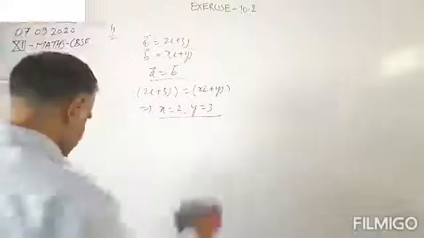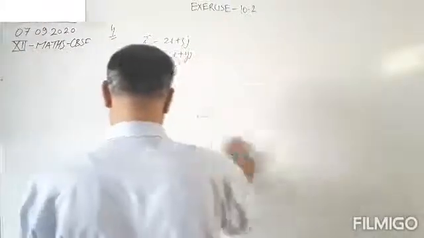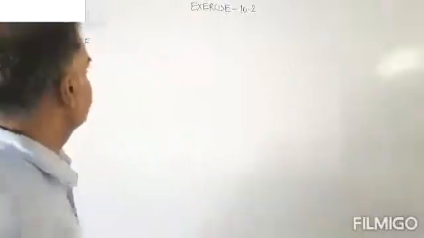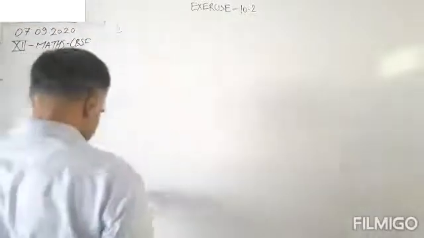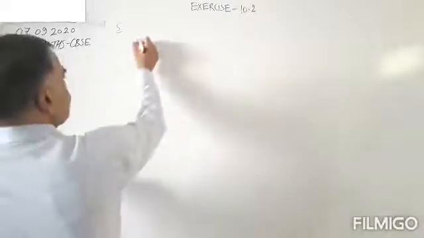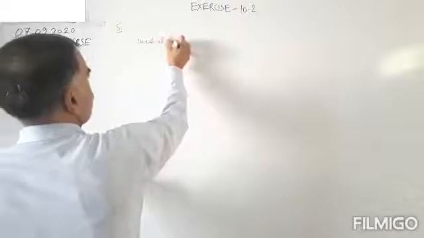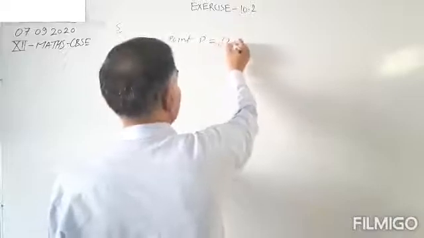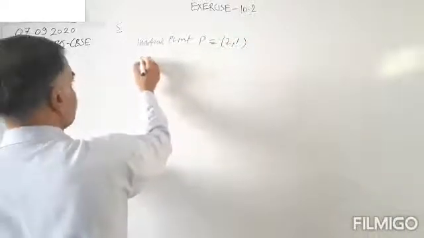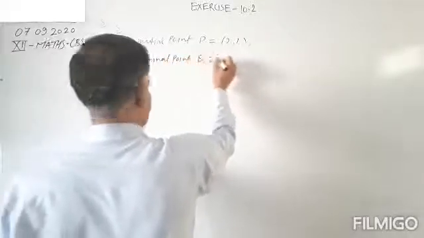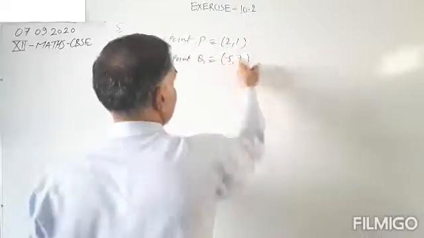Okay, now let us take the next question. Question number 5 of the exercise. Question number 5 is, find the scalar and vector components of the vector with initial point P given as (2, 1) and terminal point Q given as (minus 5, 7).